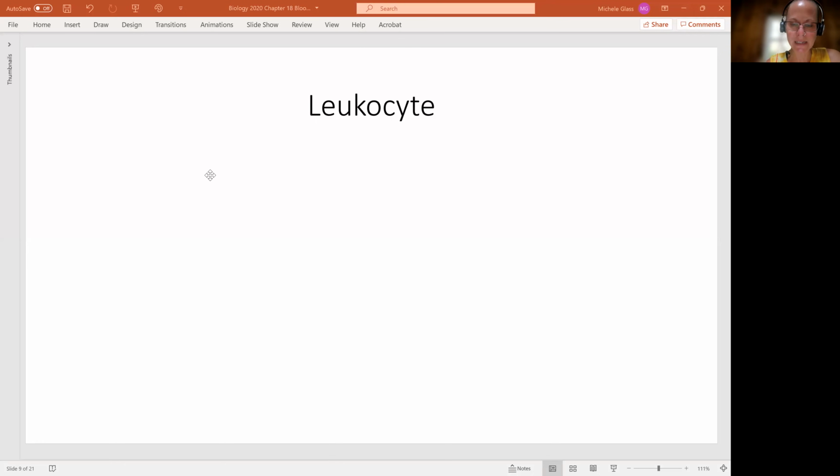Our topic for this presentation are the leukocytes, which we can talk about also as white blood cells. And then if we want to, we can abbreviate them as WBCs, which is a nice, easy way of managing these. Now, when we talk about leukocytes, these are our defense, let's use that term instead, defense cells.